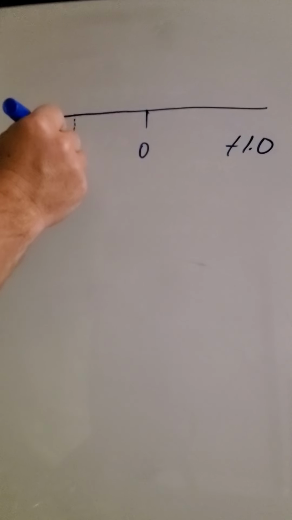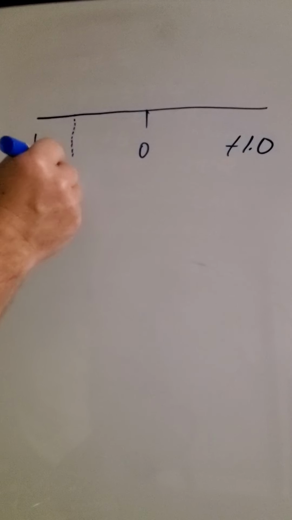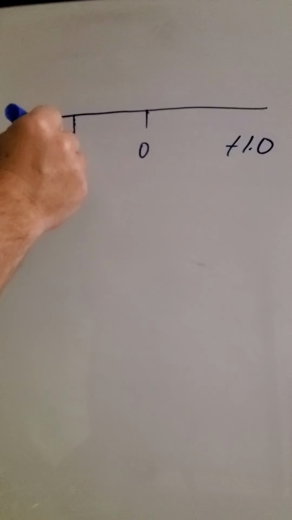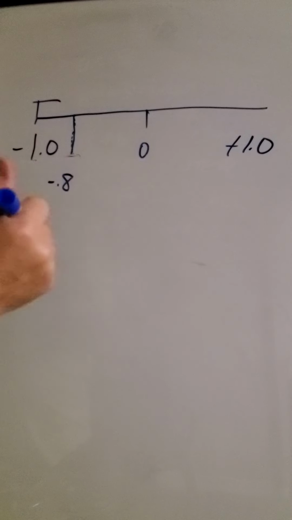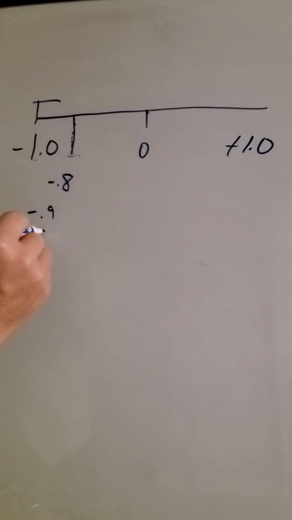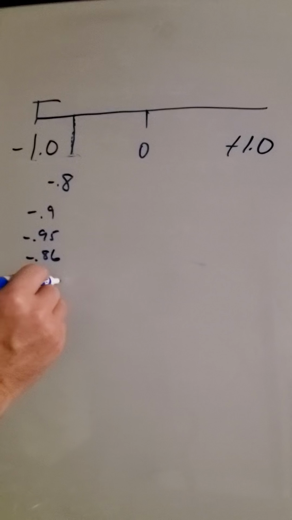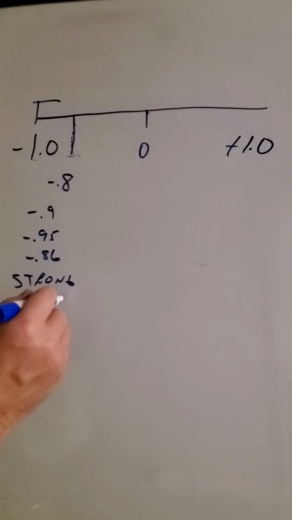Now here's the rule that you need to remember. Right about here at -0.8. Anything from here to here, so anything from -0.8 to -1.0, which is -0.9, -0.95, -0.86, anything there is strong, and because it's negative, it's strong negative.